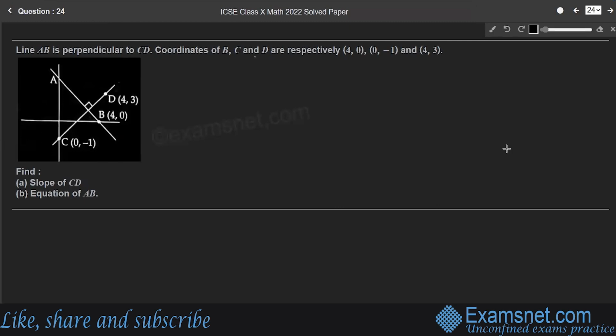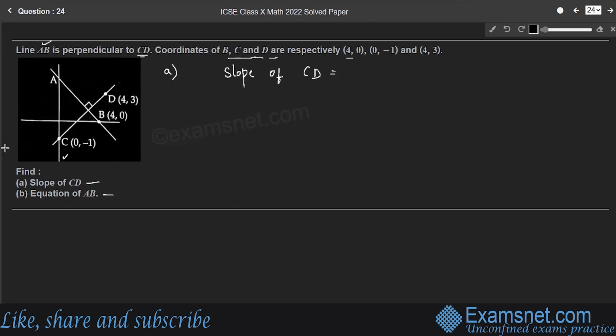Question 24. Line AB is perpendicular to CD. Coordinates of B, C and D are respectively (4, 0), (0, -1) and (4, 3). Right? Here we need to find the slope of CD and the equation of AB. So let us consider the first part, the slope of CD. Here the coordinates of C and D are given.